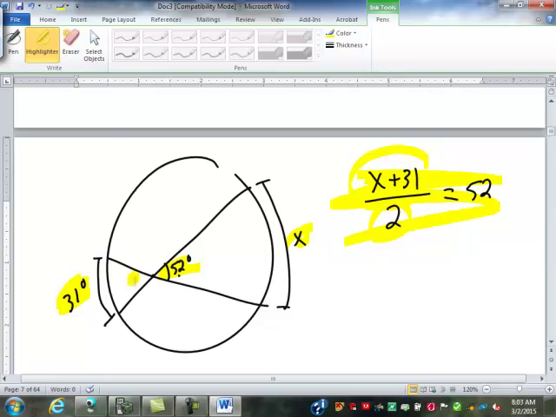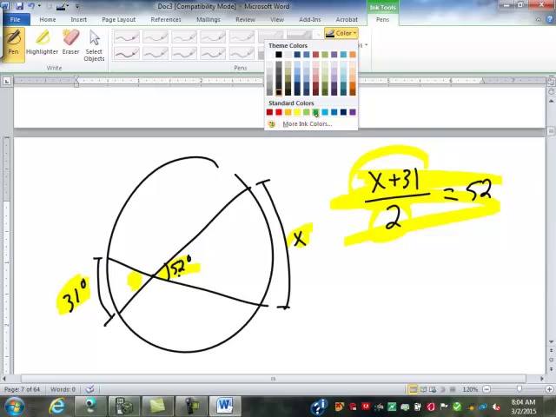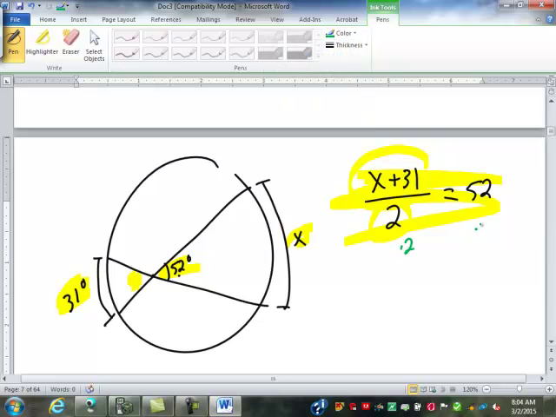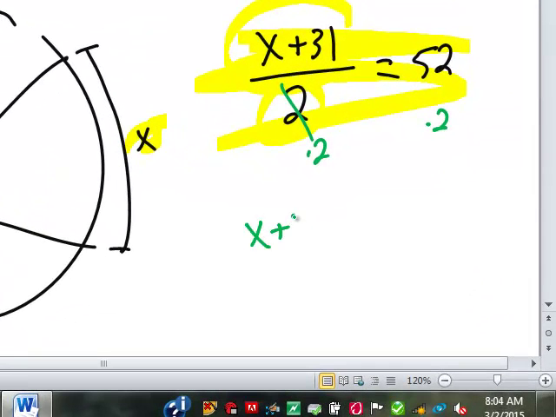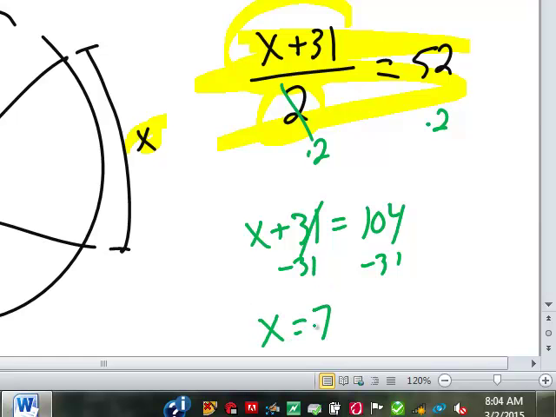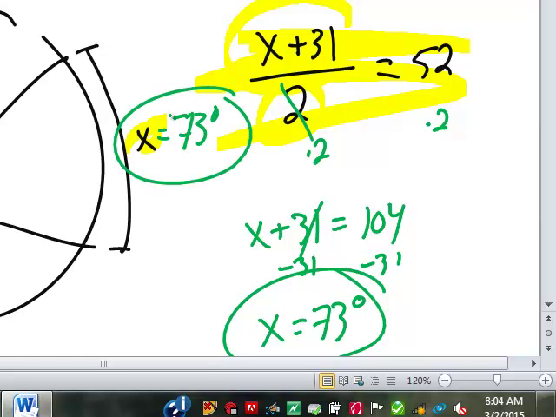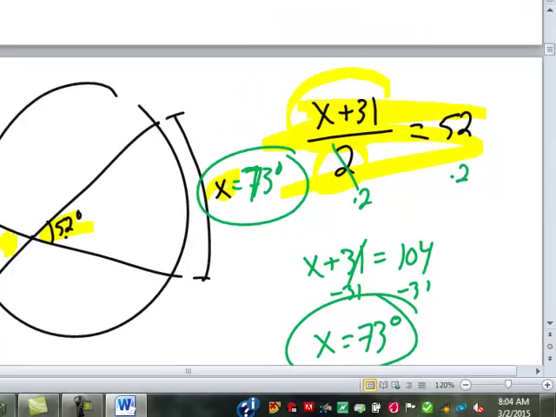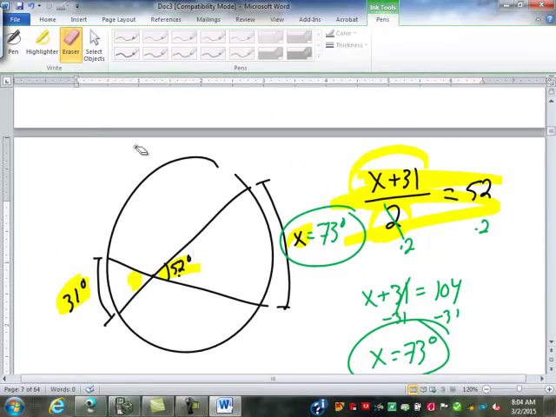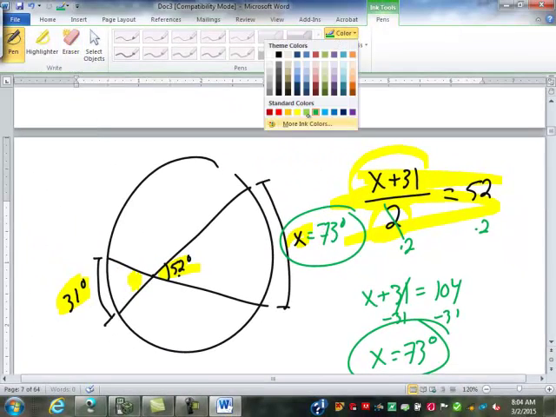Of course, this angle is the same. It's just I only needed one of them. So now to solve this, multiply by 2. X plus 31 equals 104. And subtract 31. X equals 73 degrees. So this is a 73 degree arc. What do you think? That works.